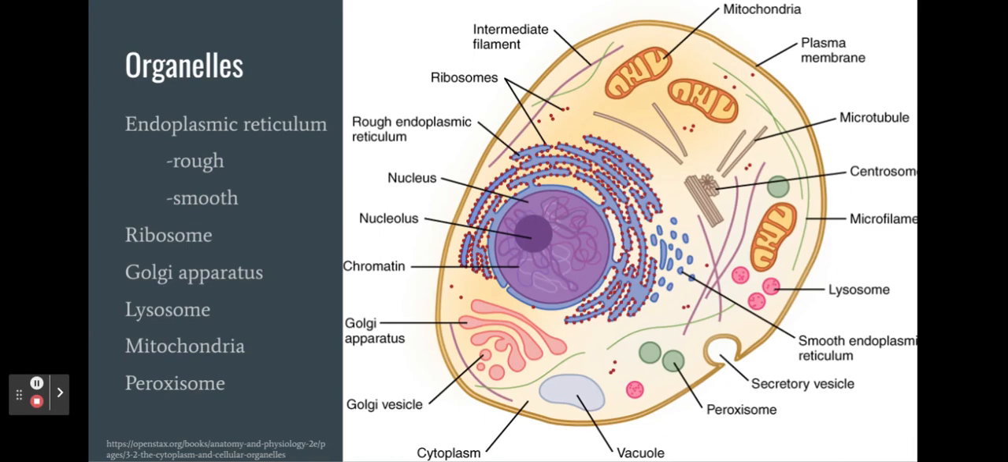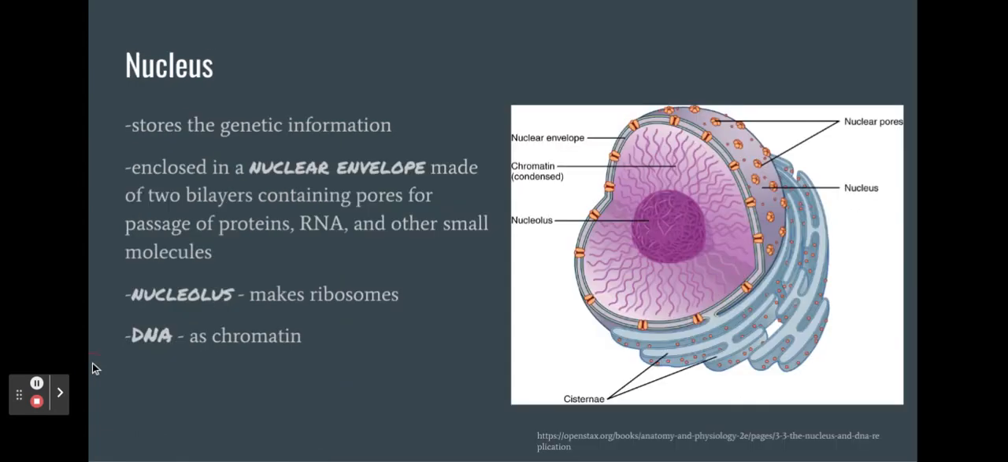The Golgi apparatus sorts, modifies, and transports proteins coming from the rough ER. Lysosomes contain enzymes that digest materials in the cell. Mitochondria are the sites of ATP synthesis. Finally, peroxisomes contain enzymes that participate in the metabolism of lipids and chemicals.